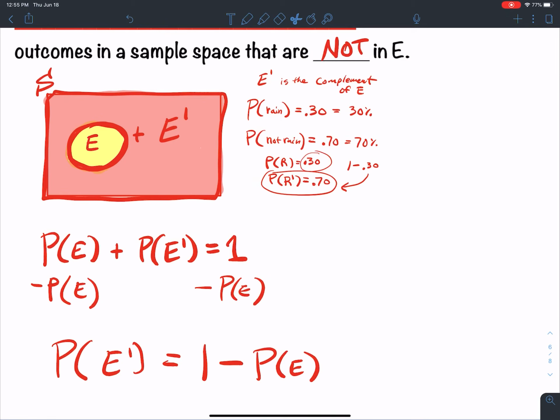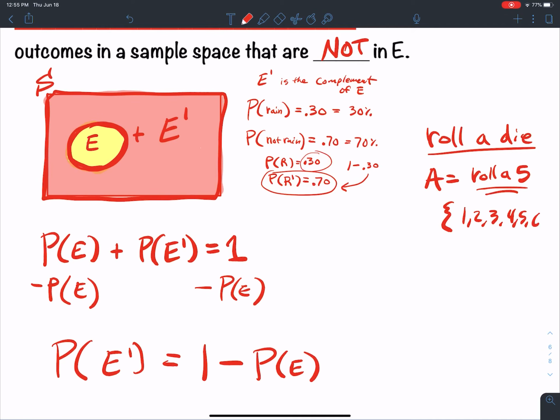Okay? So let's take an example. Roll a die. Now it's 6-sided. And let A be that you roll a 5. Now, how many ways can you roll a 5? Well, there's 1, 2, 3, 4, 5, 6 ways to roll a die, right? There's only one 5 in there, though. So the probability of A, rolling a 5, is 1 out of 6, okay? But what's the probability of not rolling an A? So A prime is not rolling an A. I'm sorry, a 5.